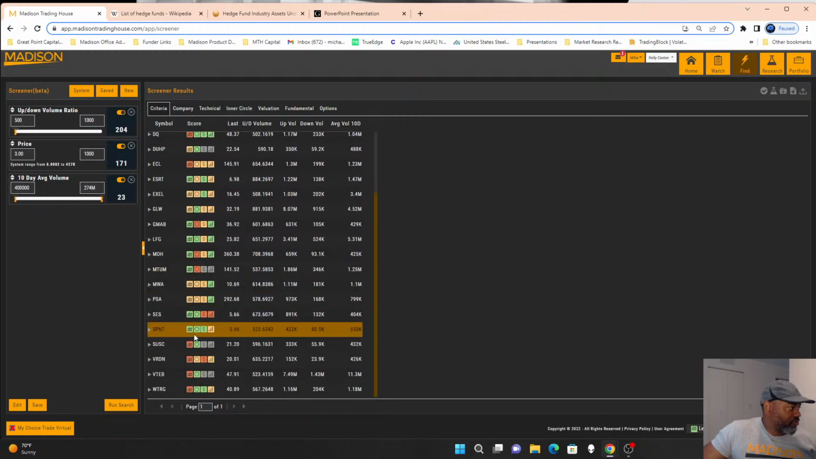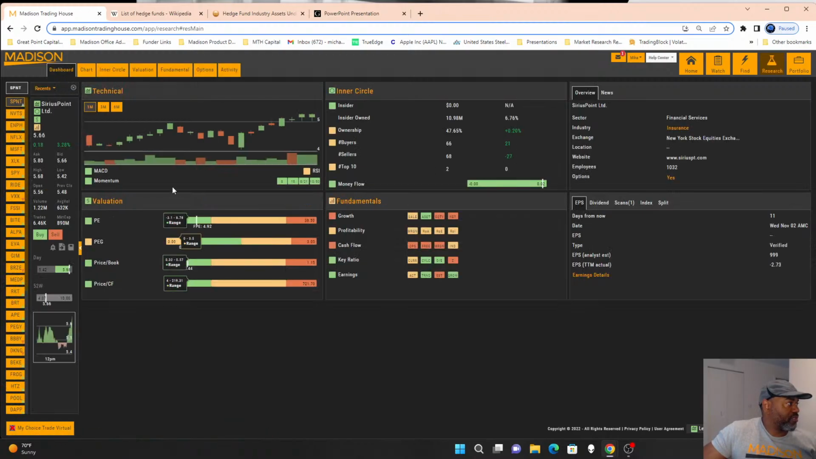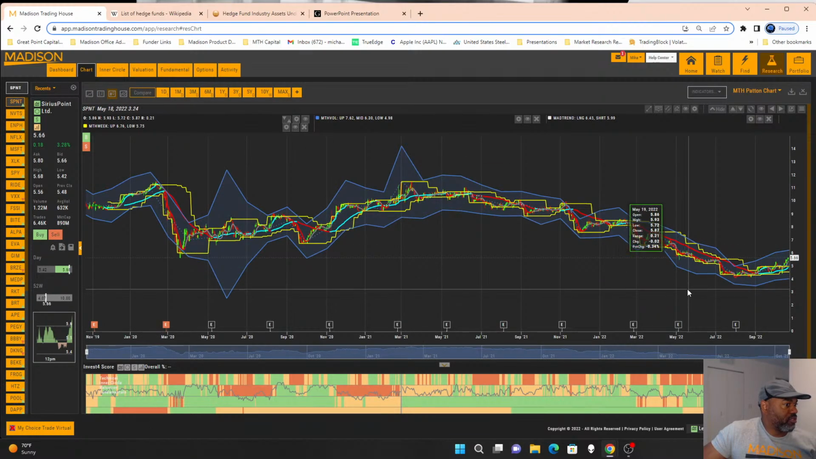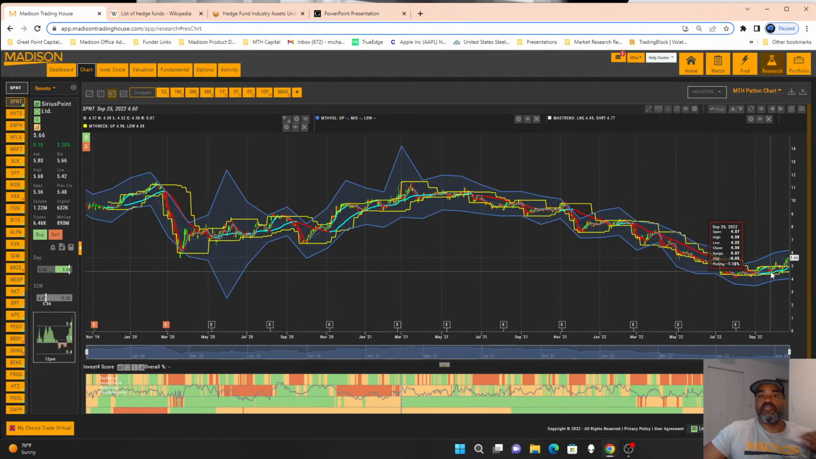And I'm going to look first at the stocks that have the most green. So here's Serious Point. I don't know anything about them, but let's look at it. So Serious Point, whoa, that's a nice looking trend. Let's look at it on the long term. Okay, long term has been mostly coming down, but it looks like we just transitioned into an uptrend.